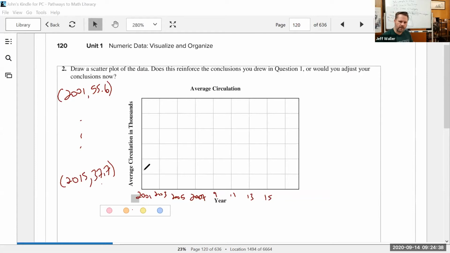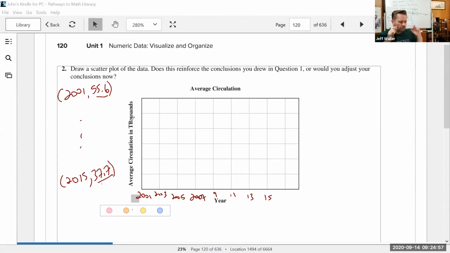But what do I want to make this scale? Everybody stay with me now. What do I want to make? I've got 1, 2, 3, 4, 5, 6 little tick marks. And I want to be able to show from 37.7 up to 55.6.